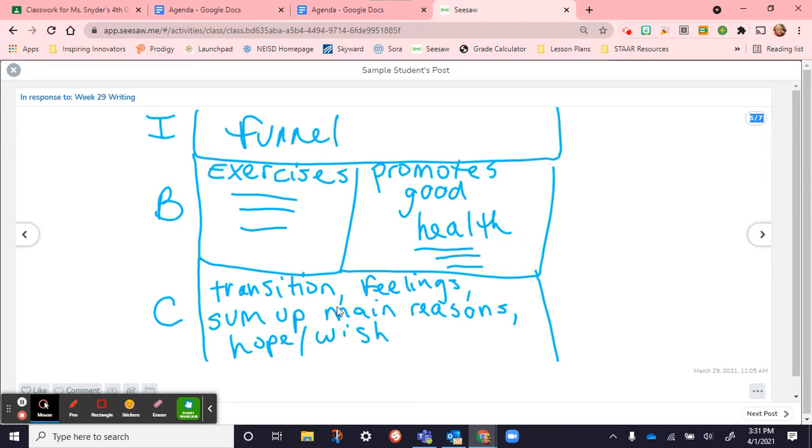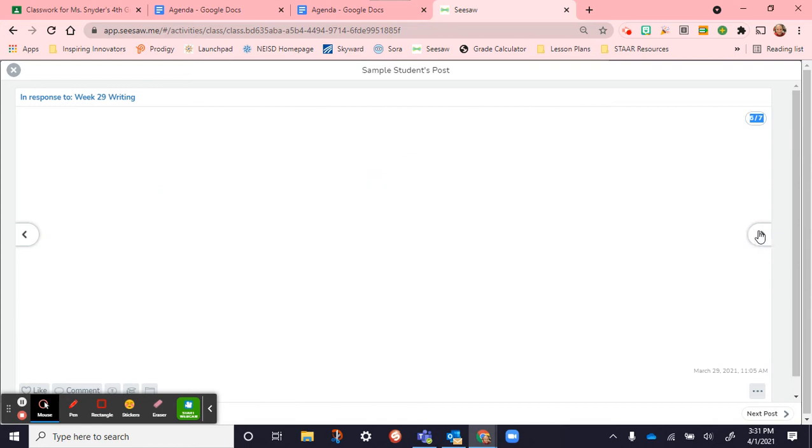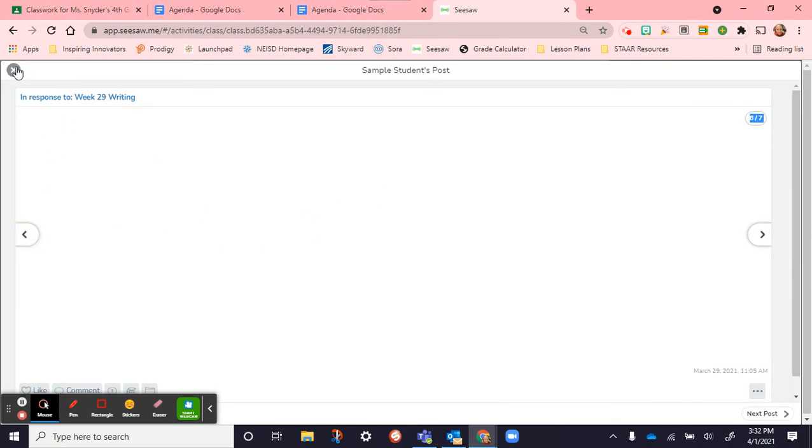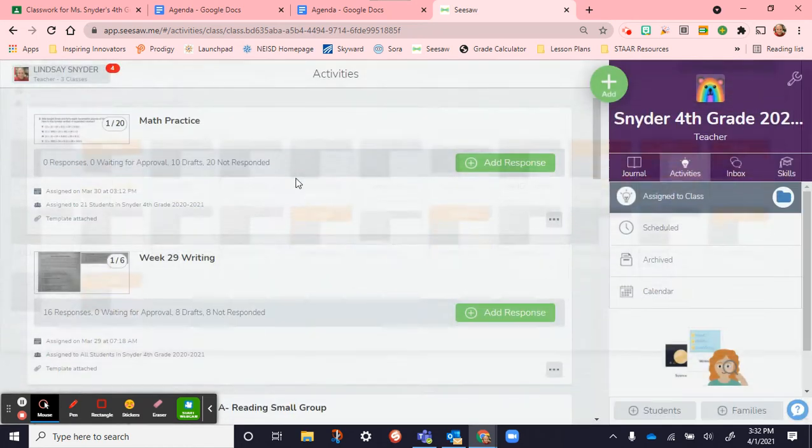And then conclusion. This is what I like to do because I think it makes everything complete. Put that transition, put your feelings, sum up your main reasons, add your hope and wish. That's just an idea of how you can end your paper, but you need to make sure it's coming to a close. Then this next page here is where you can start writing it. This last page was that women's history part, so you can put your final on page 6 there. Once you're done with that, go ahead and turn that in.